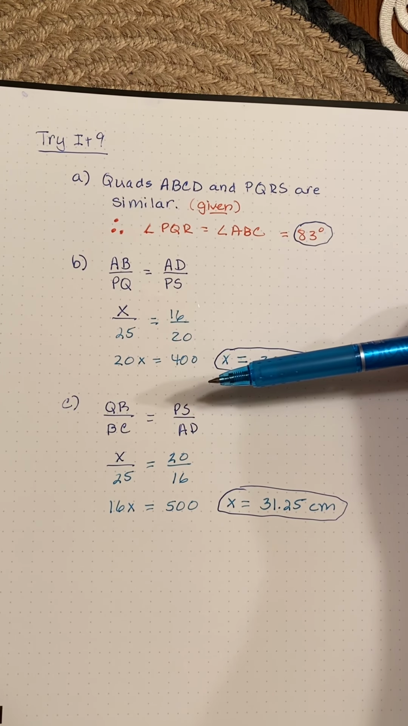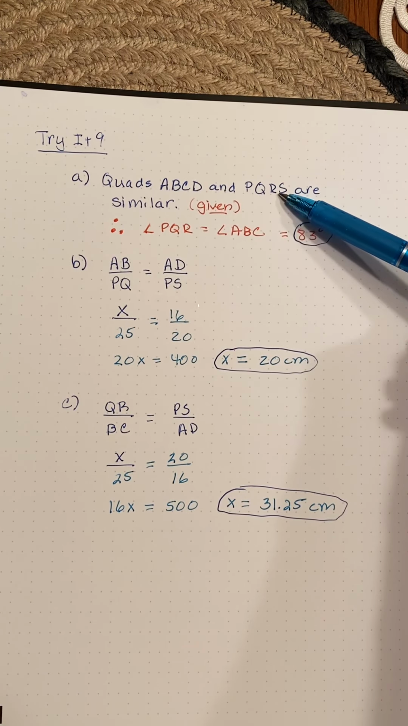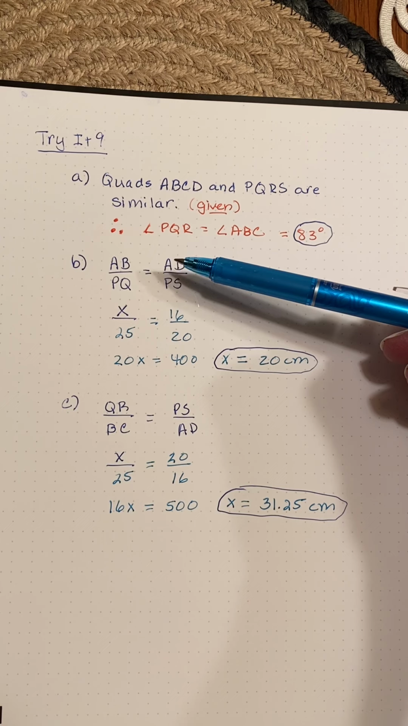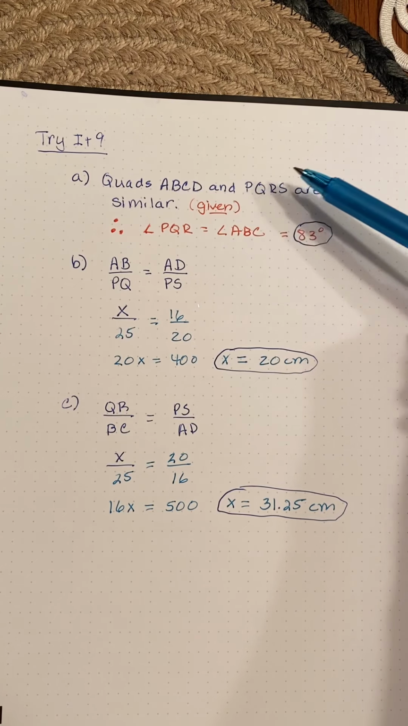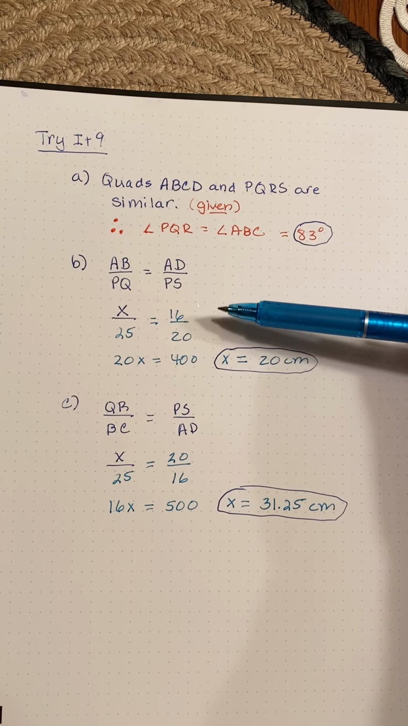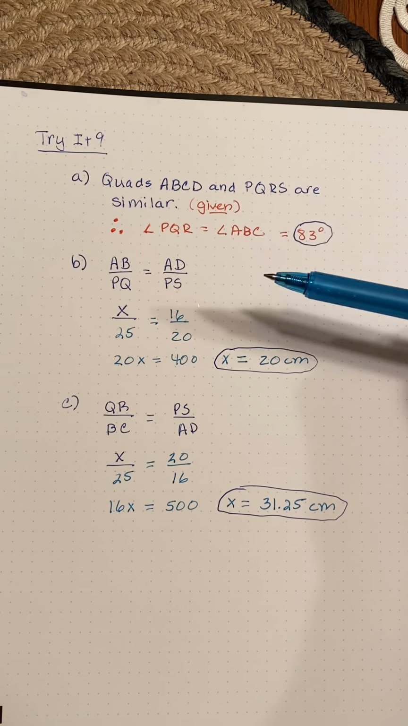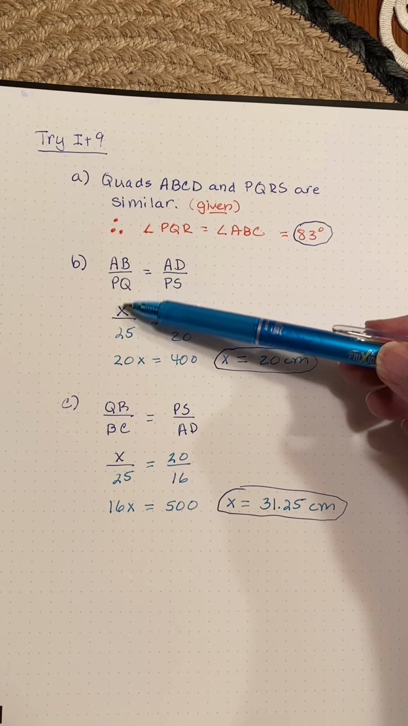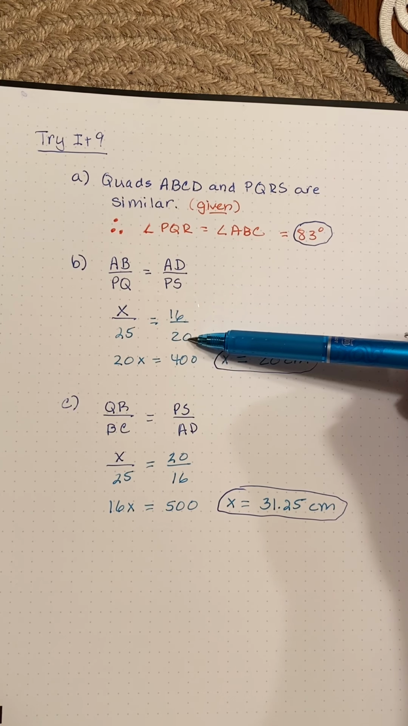So B wants us to find the length of AB. AB corresponds to PQ, and we take the two sides that are given, AD and PS, or DA and SP, whichever way you want to look at it. Those two correspond, and we take those because they're given to us in the diagram. So we want to find this: x over 25 is equivalent to 16 over 20.